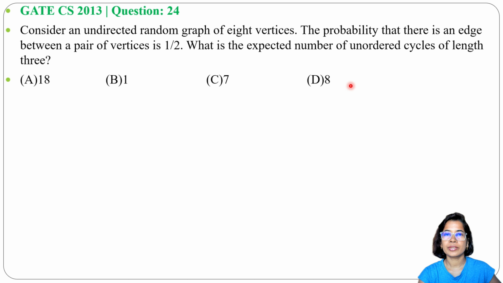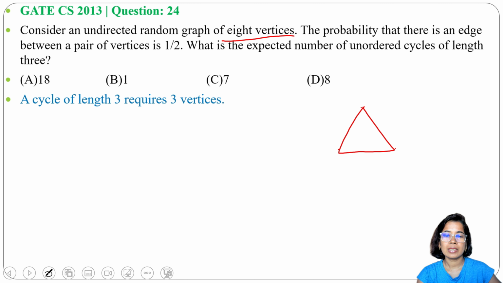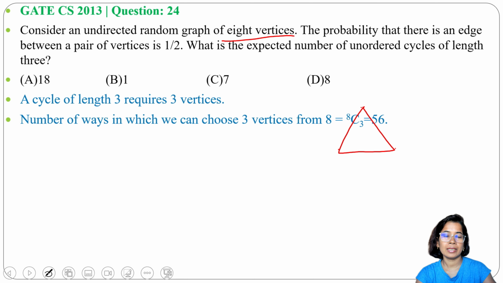And 4 options are given. So in 3 vertices there can be 3 edges. Suppose these are the 3 vertices. To make a cycle we need 3 edges. And there are total 8 vertices. From those 8 vertices we will choose 3, so we will use the combination 8C3. 8C3 value is 56. So the number of ways in which we can choose 3 vertices from 8 is 56.